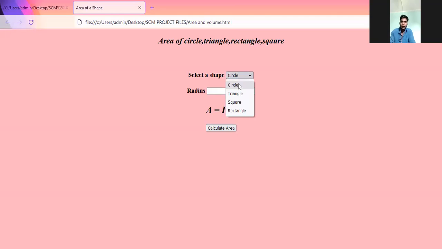Coming to the area part, for the area of a circle, we will be giving the radius, pi r square. If we give the radius and calculate, the area will come.